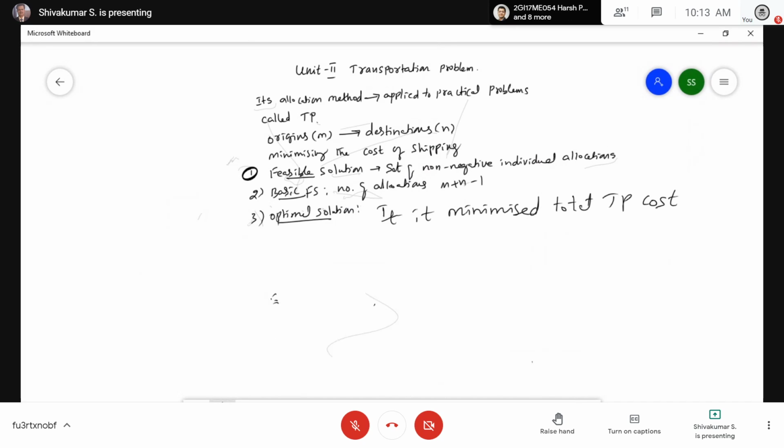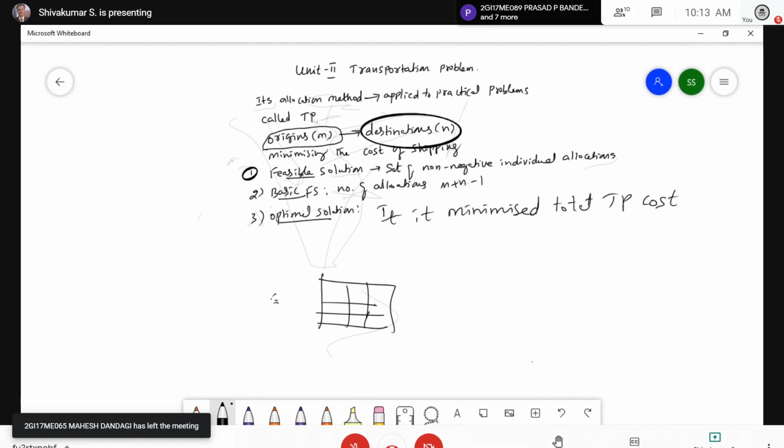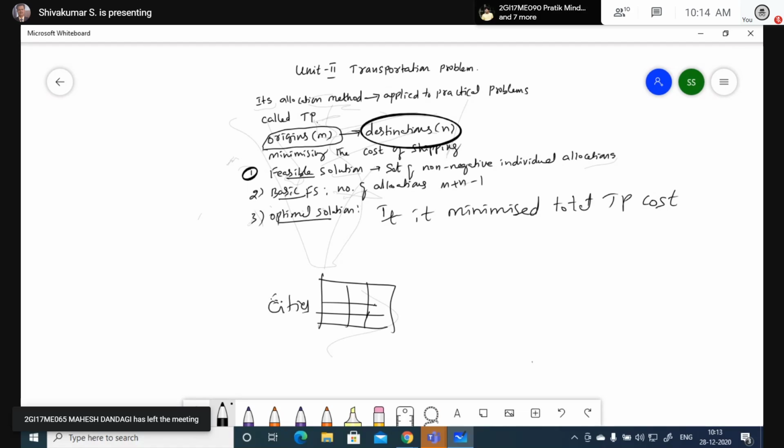Okay, let us say, for example, we calculate and apply this to practical problems, called transportation problems. So you have a set of origins and a set of destinations. Say for example, you have a problem like this. Sorry for the interruption. You have a number of cities here and a number of destinations here. We need to allocate based upon the demand and supply.